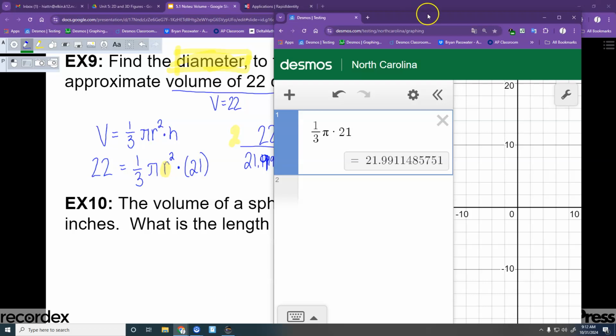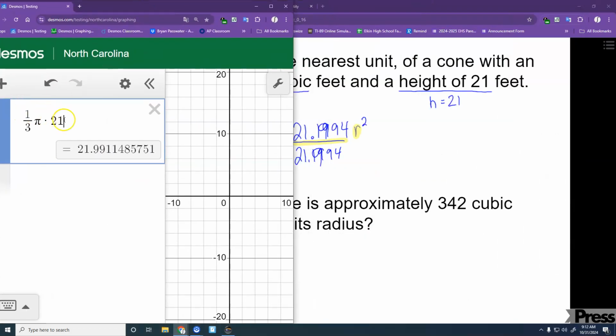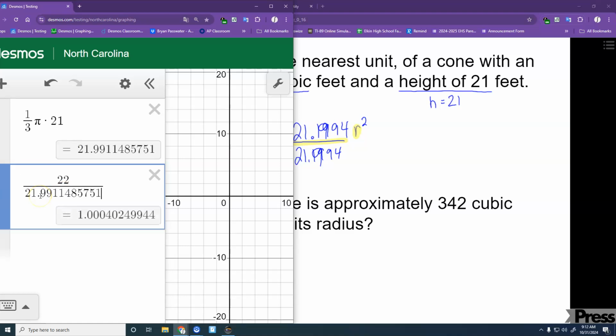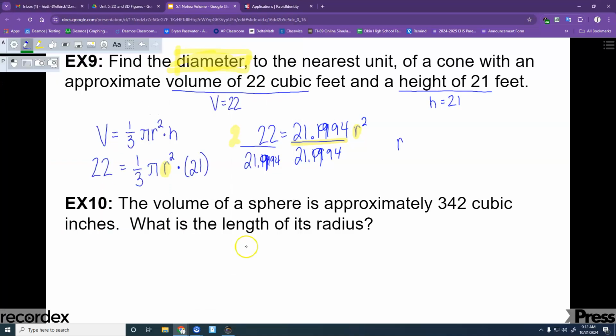So on Desmos, if I take 22 and divide it by, I'm going to copy and paste this number, I'm getting 1.0004. So my radius squared is going to equal 1.0004 something. And then what do I have to do last to get that radius by itself? How do I get rid of a square? Square root.